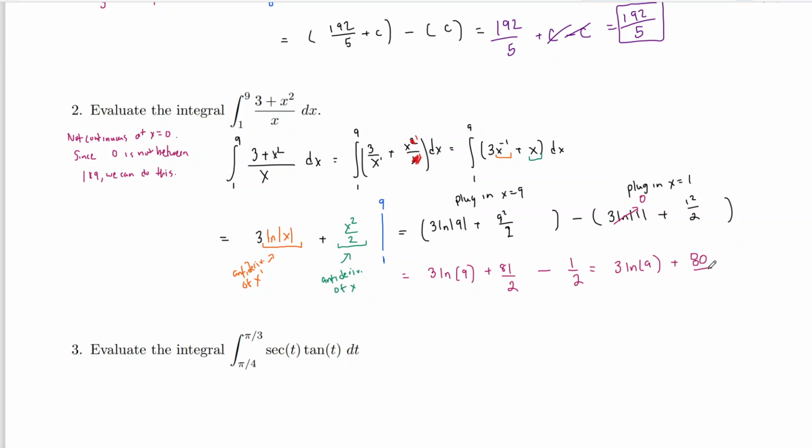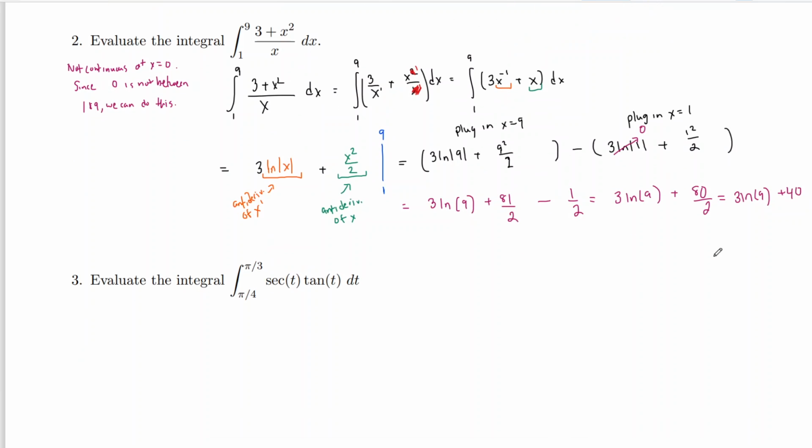We have 80 over 2, and 80 over 2 is 40. So we can go ahead and just finish up as 3 times the natural log of 9 plus 40. Now this is a good answer.